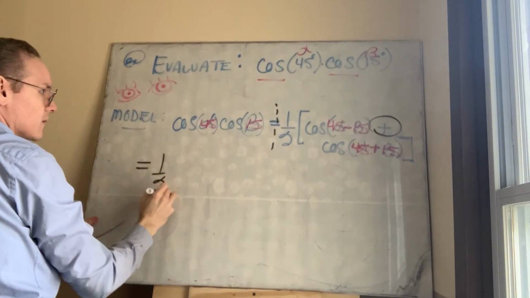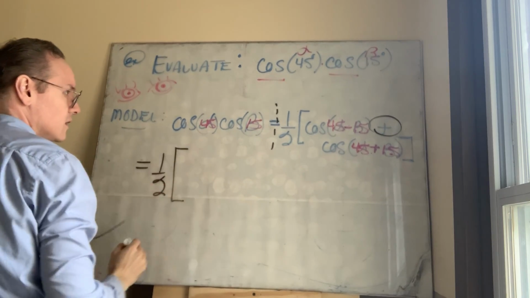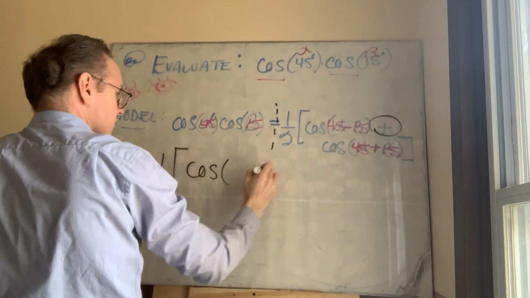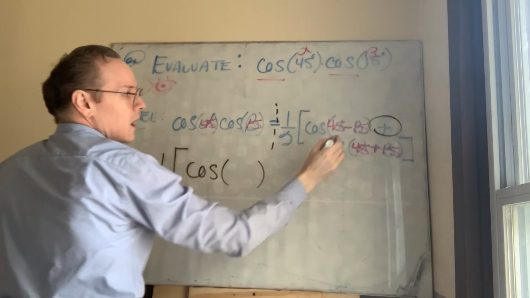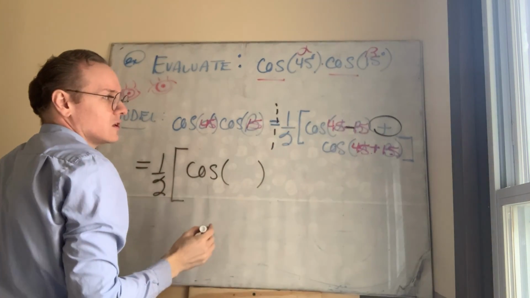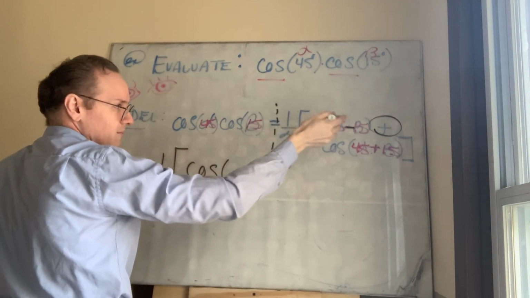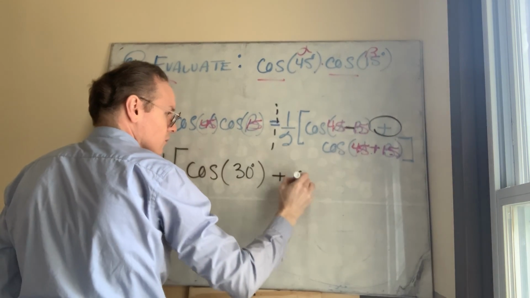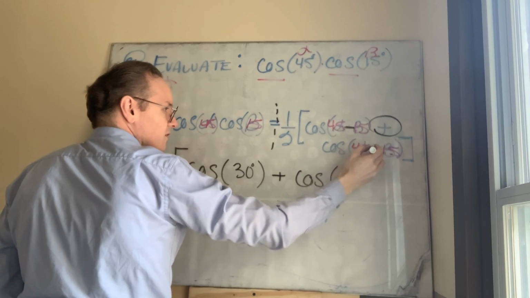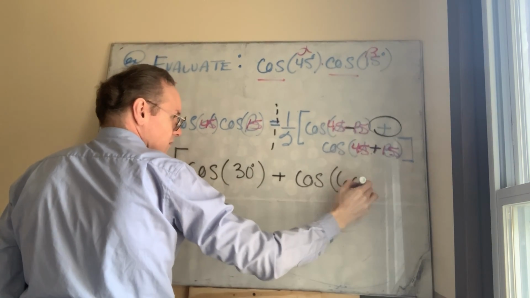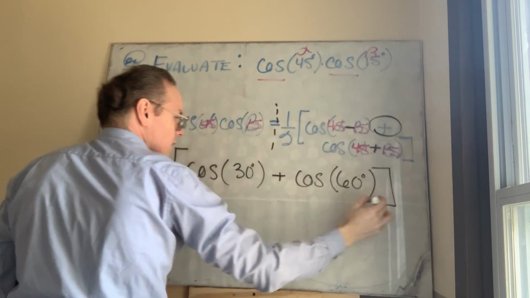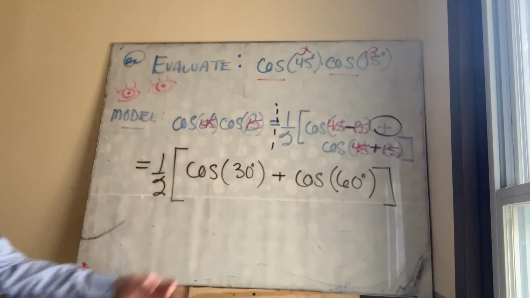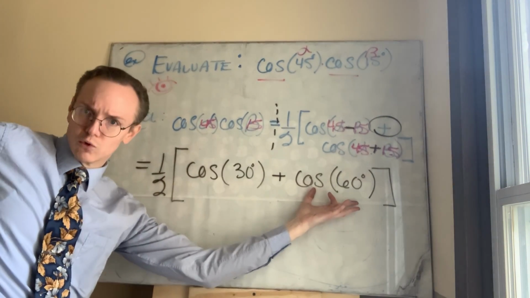So this would stretch out to 1/2 the quantity of the cosine of, let's see what this reduces to, 45 minus 15 is really 30 degrees, plus the cosine of 45 plus 15 is 60 degrees. Okay. And we can figure out what the trigonometric ratios would be for each of these.